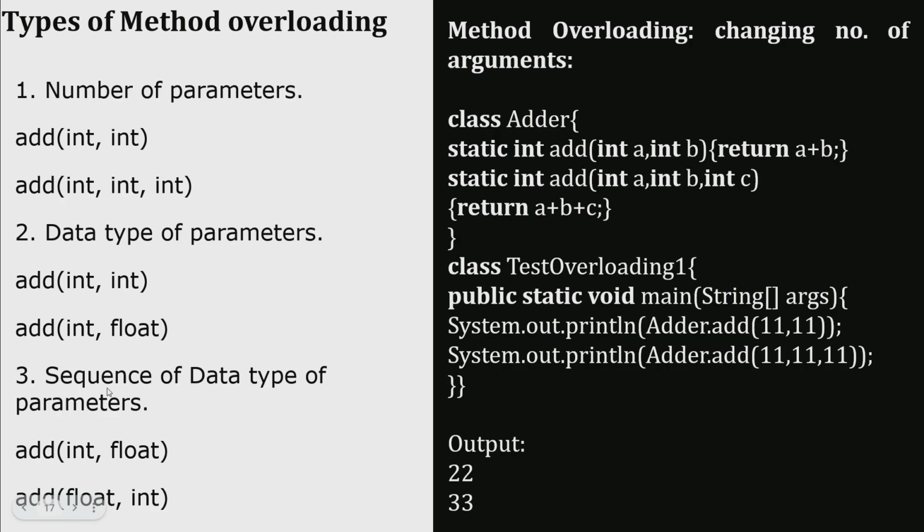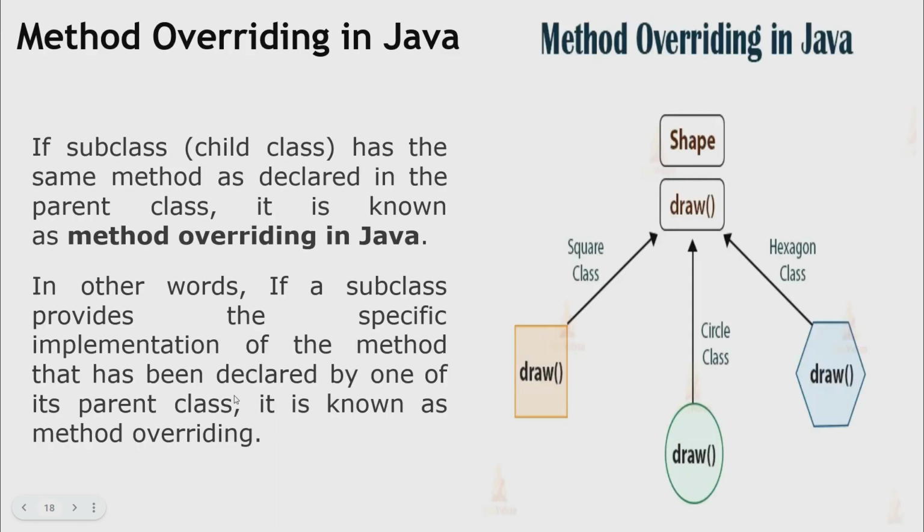The third type of method overloading is sequence of data type of parameters. That is, the sequence of data type gets varied here. In the first method, the first parameter passed here is the data type of integer, and the second is the float type. Whereas in the second method, the first parameter is float type and the second parameter is integer type. Here the sequence of the data type of parameters gets varied.